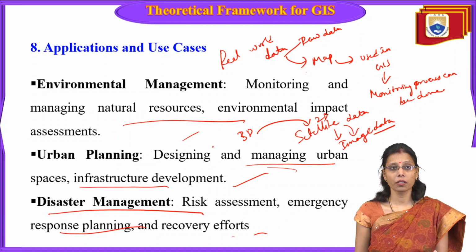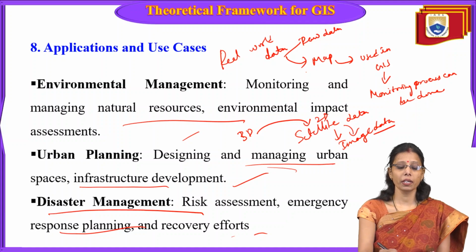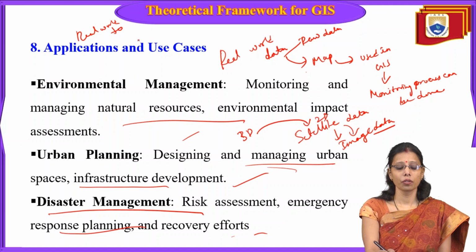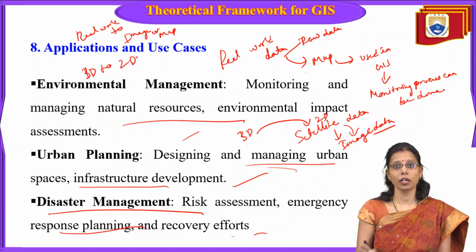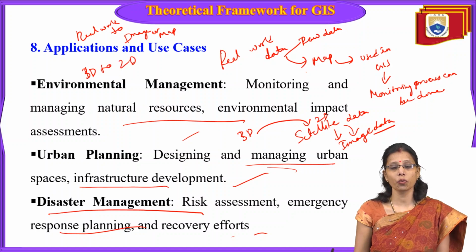So I hope you understood the theoretical framework for GIS. So what is the theoretical framework? Just remember, it is the conversion of the real world to an image or map. So in one word, if you want to say it, just say 3D to 2D. You are converting the 3D information to 2D. The real world is 3D, 2D is the map. 2D is the mapping. All that information you can get to know with the help of this theoretical framework for GIS.